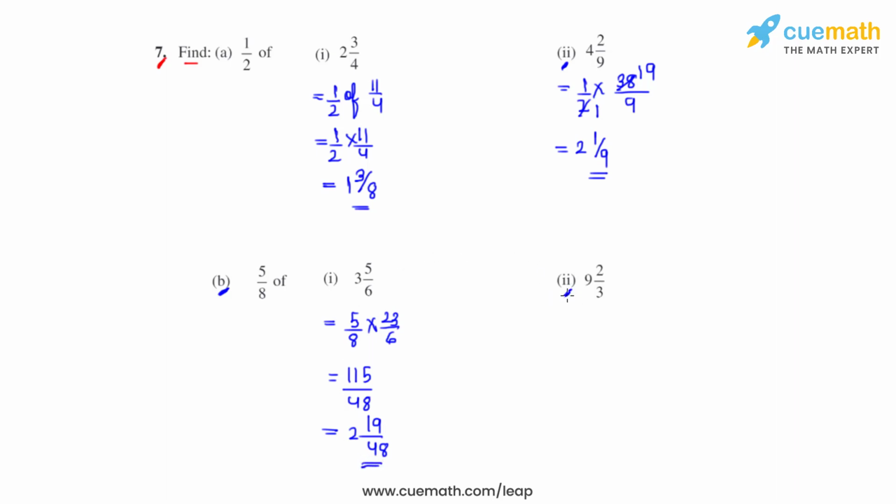Similarly doing the second bit of it, we write 5 over 8, "of" is replaced with a multiplication sign. Converting this mixed fraction into an improper fraction, 3 9s are 27, 27 plus 2 is 29, so we get it as 29 over 3. The product we get is 145 over 24. Now dividing 145 by 24, we get the quotient as 6 and the remainder as 1. So the mixed fraction for this will be 6 1 over 24.